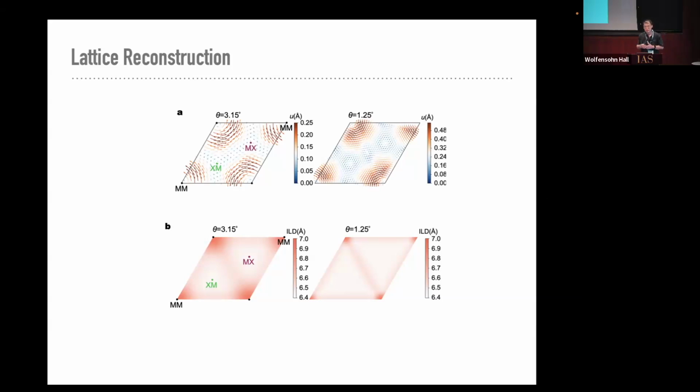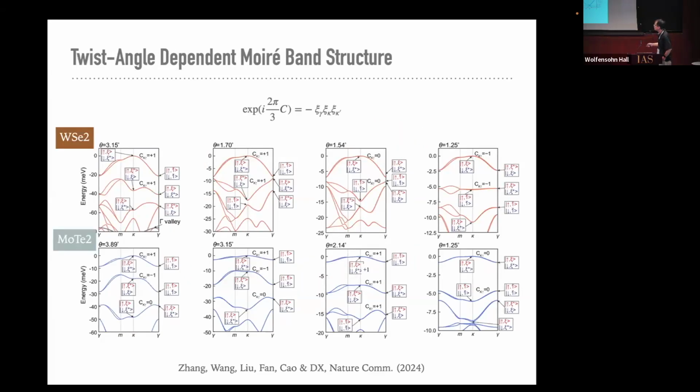Now at a small twist angle, the Moiré unit cell becomes really large. So the system has enough space, so to speak, to relax and to make the domain grow. And now you can see a very clear domain wall that's been developed here, right? But at a 3.15 degree, you still see some domain structure, but things are much, much smoother compared to the 1.25 degree. Okay, so this is very important. Now, once we have this lattice structure, we can run the DFT calculation to obtain a band structure. On the top is the band structure of twisted WSe2, and at the bottom is the band structure of twisted MoTe2.